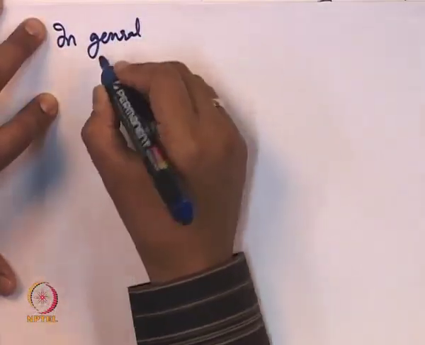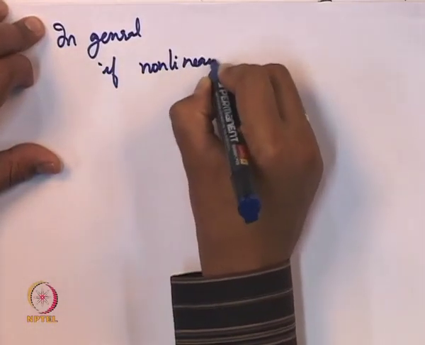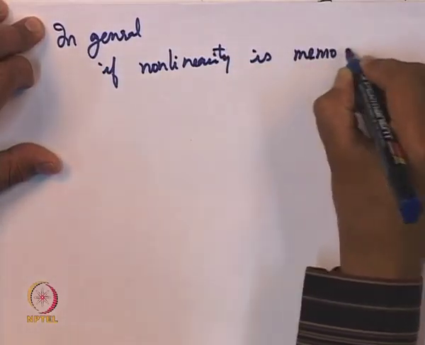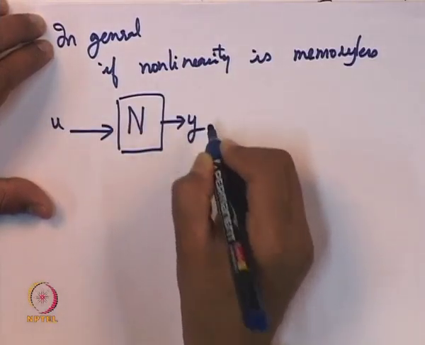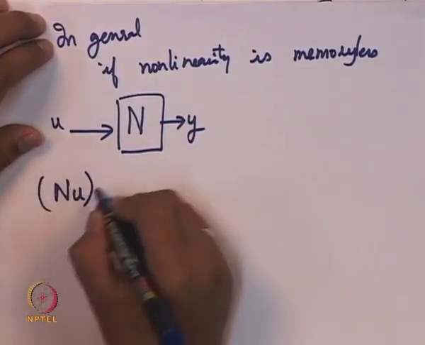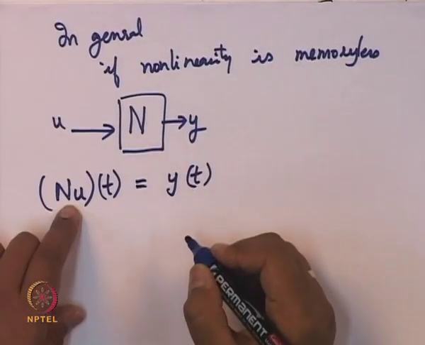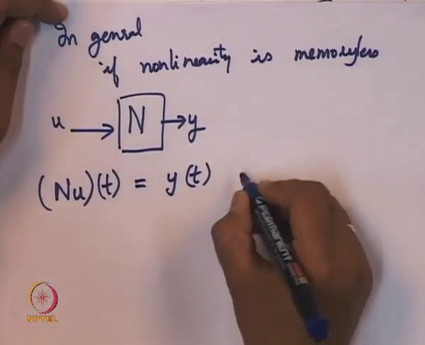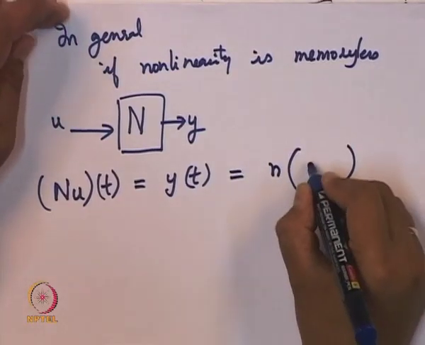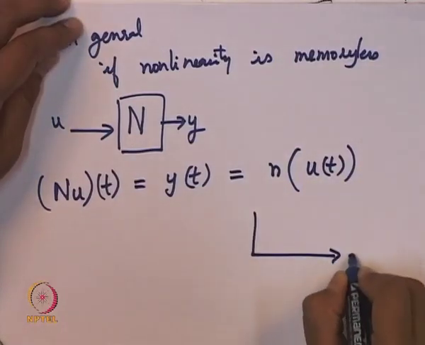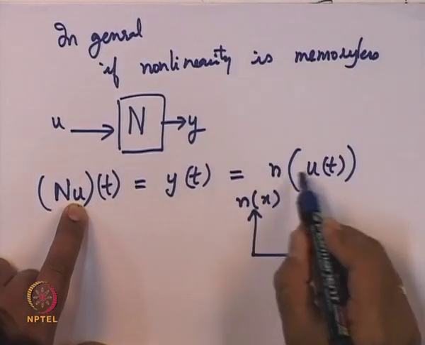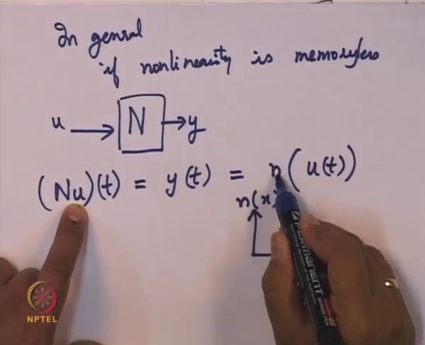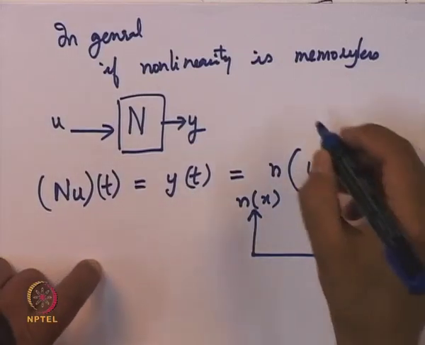So, let us see in general. In general, if nonlinearity is memoryless, what is the meaning of memoryless? If n is an operator and n of u is a function of time, equal to y of t, n is an operator that acts on u. But that is luckily given as some other function that does not know that the input is varying. So we can think of this as x, n of x. If the way the output depends on the input depends only on the value of u at that time instant, and as soon as that value is given to a function n, n of x, you will get the value. This is the meaning of memoryless.